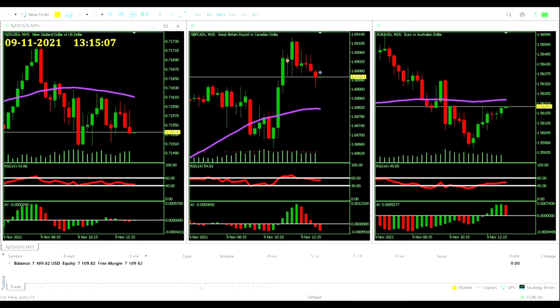1:15, and we do get to close our trade down. The accelerator oscillator crossed zero, closed there. So we take a win.